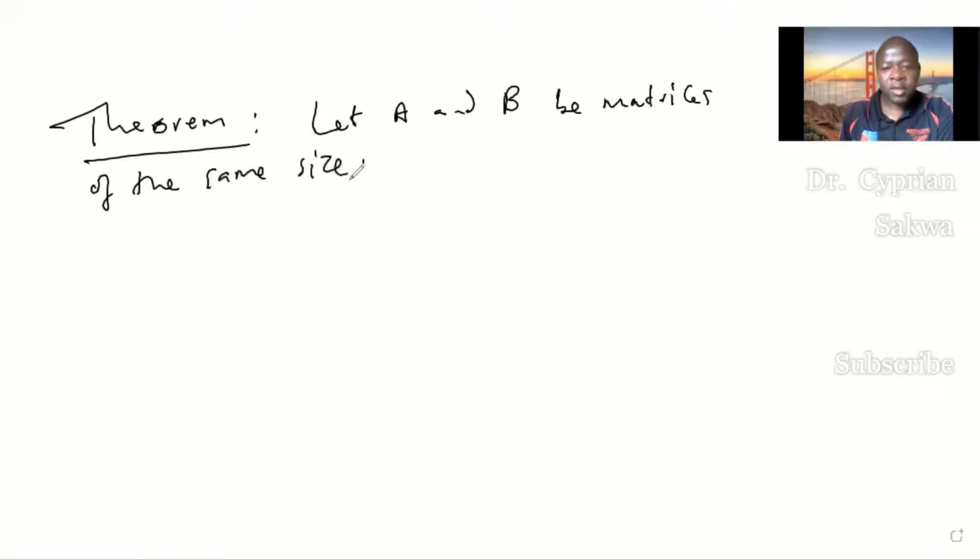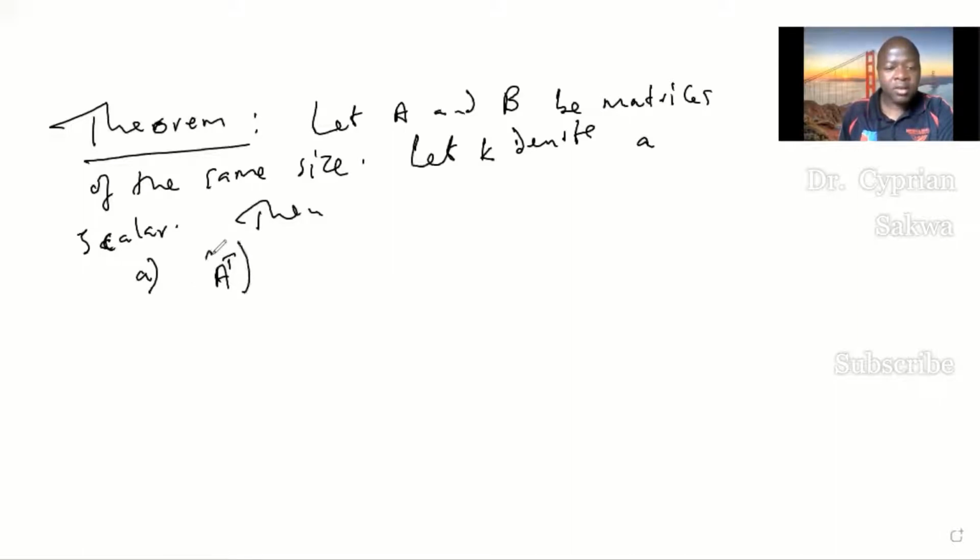So you know what the size of a matrix is. Now the question is, let K denote a scalar. Then part A of the theorem says that the transpose of A transpose will be A.